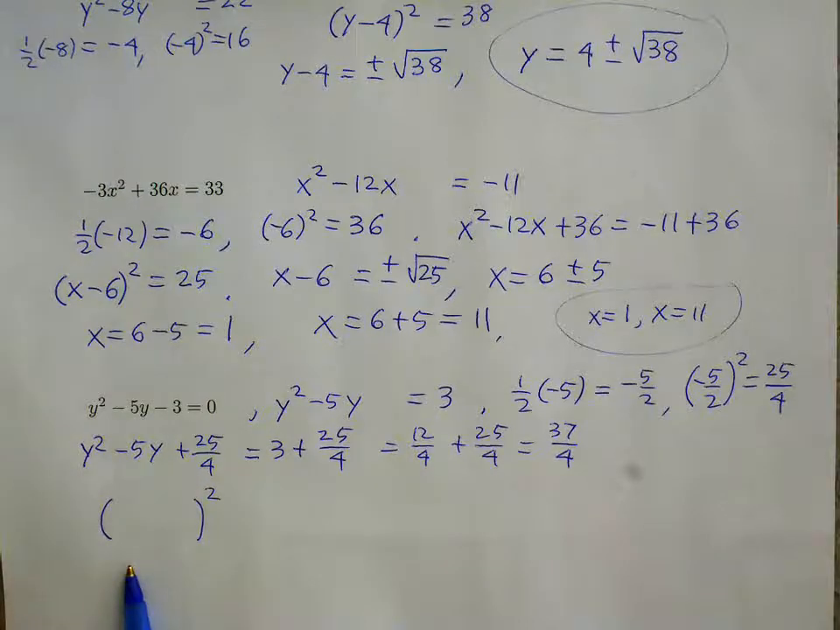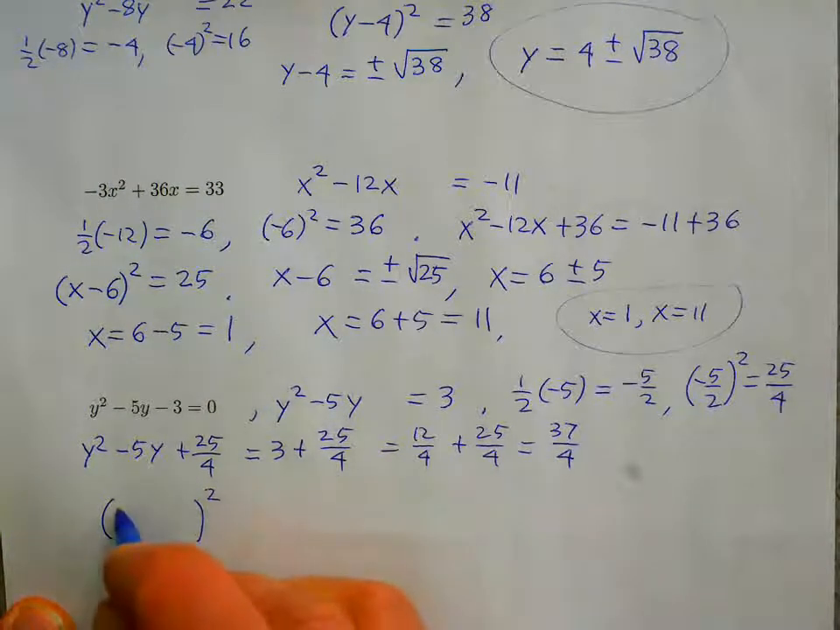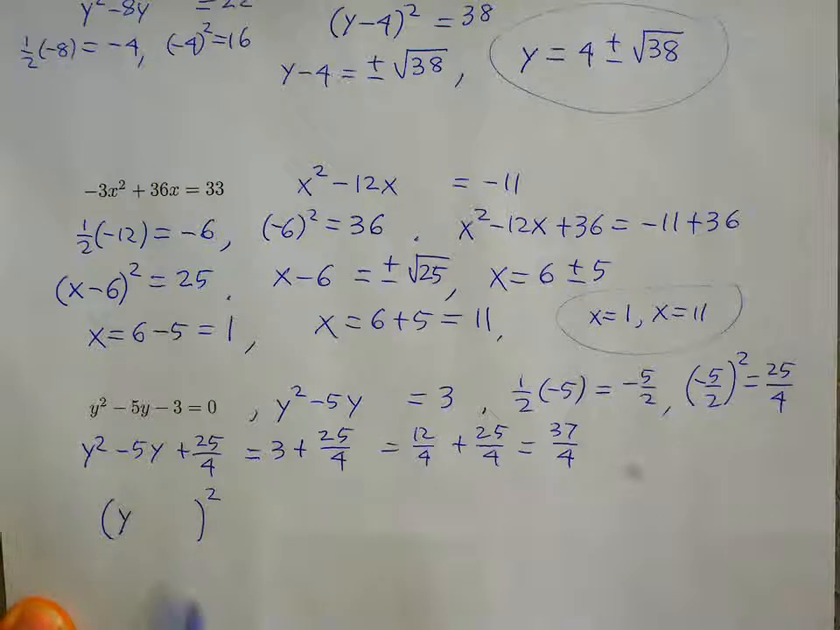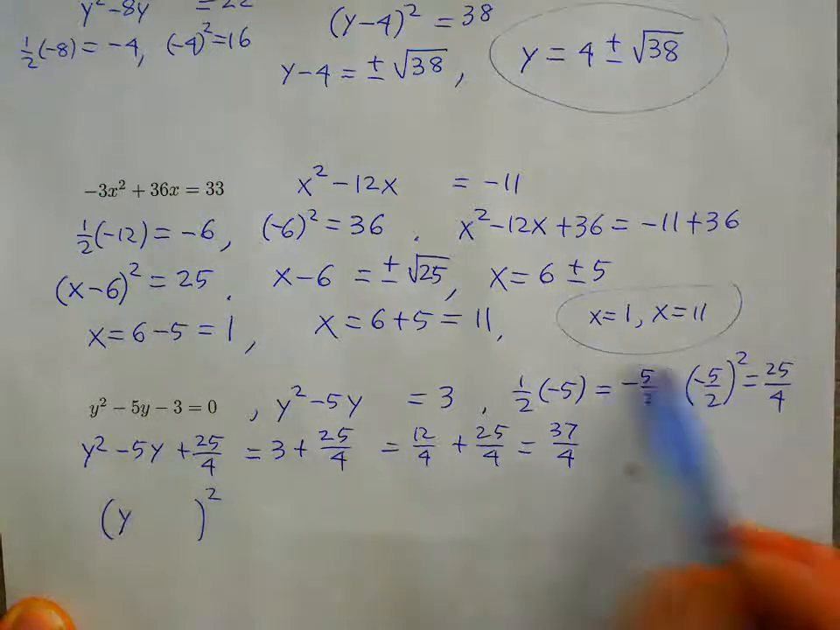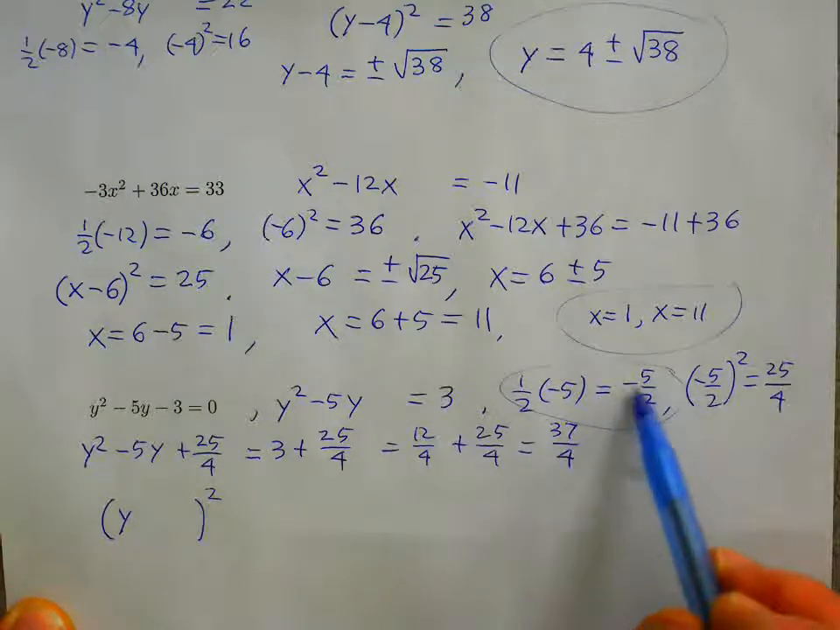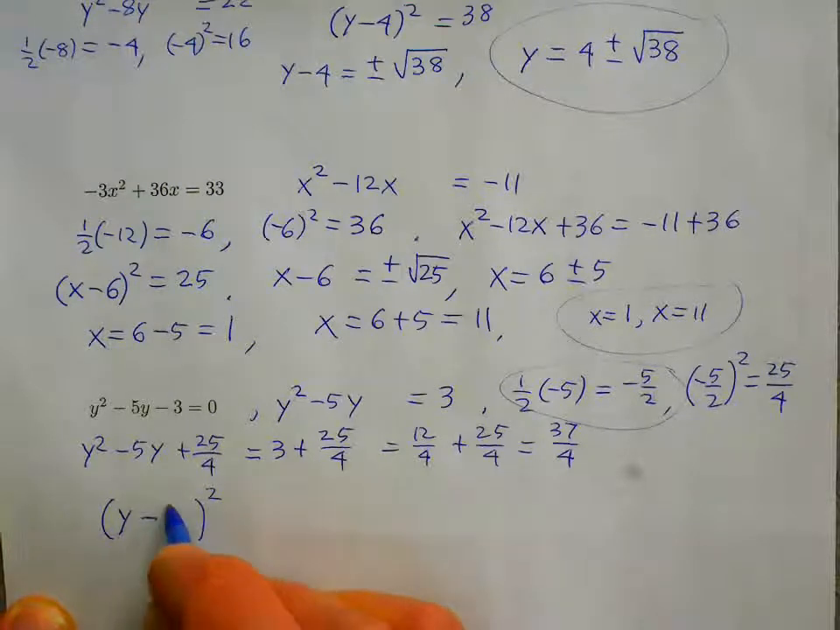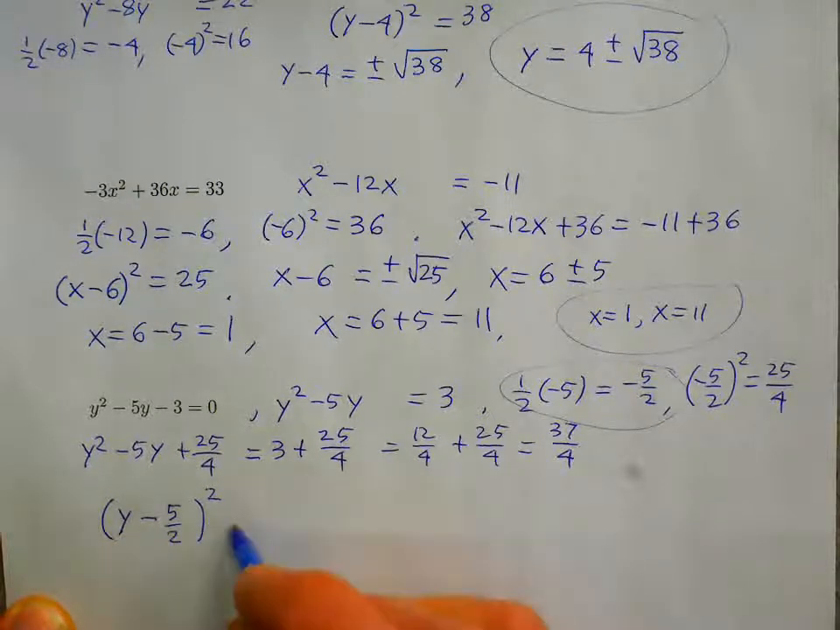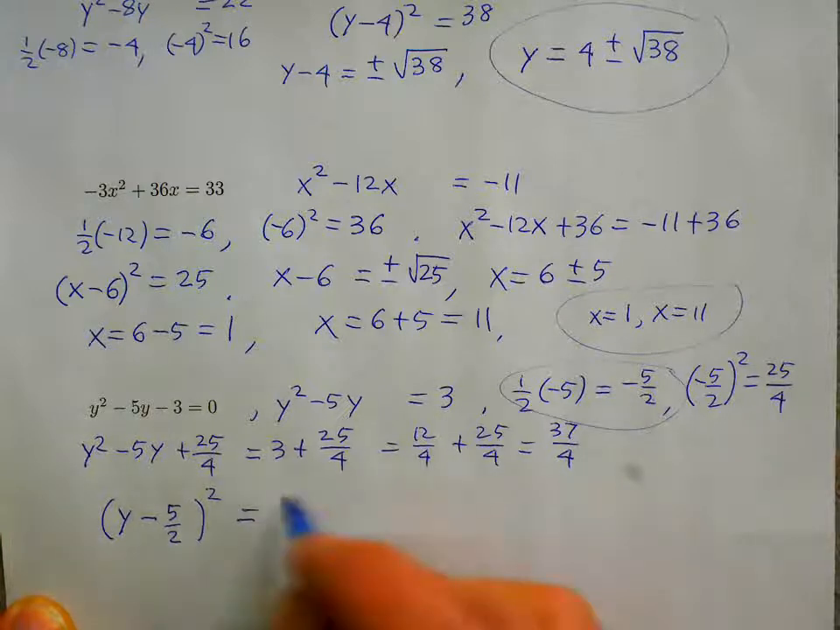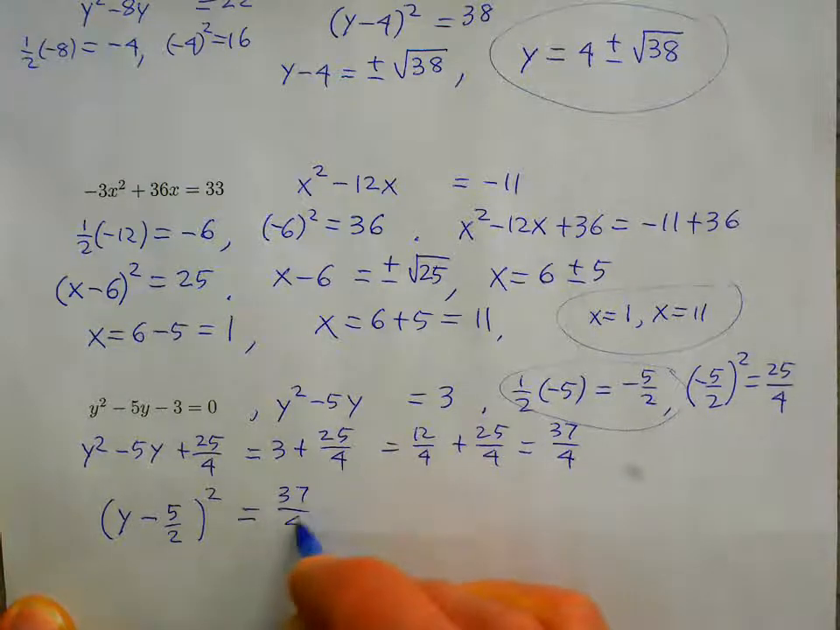So the binomial has to have the variable y, and then the number that follows y is the same number we got when we took 1/2 of negative 5. So 1/2 of negative 5 is negative 5 halves, so that means inside this set of parentheses we write y minus 5 halves. And this equals 37 fourths.